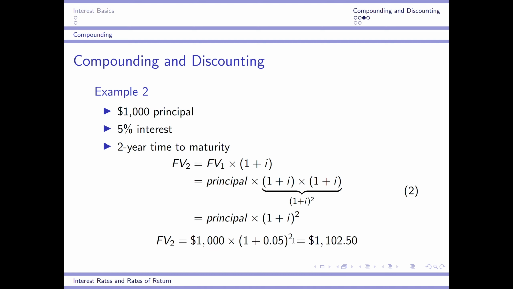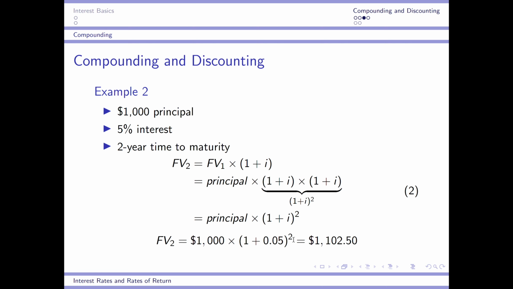So let's go to example 2, which builds off of the previous one. We're going to assume once again that there's a $1,000 principal loan with 5% interest and a 2-year time to maturity. But we're going to say that this is a compounding loan. In other words, on the second year of the loan, they have to pay interest on the interest that we gained in the first year.